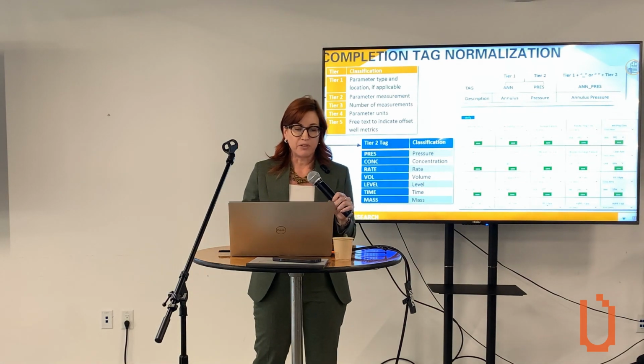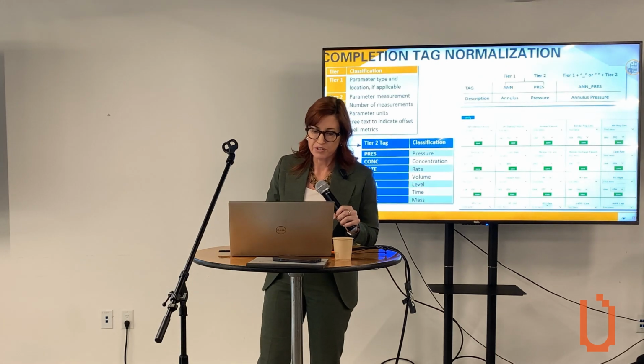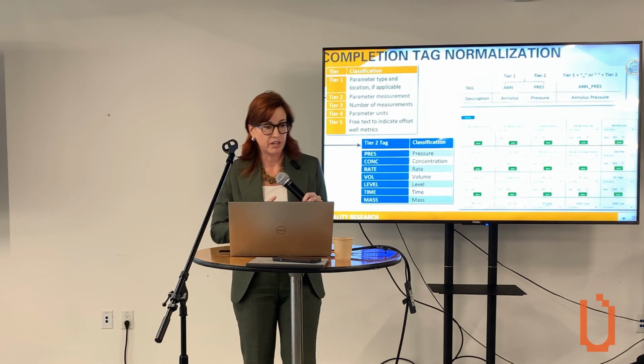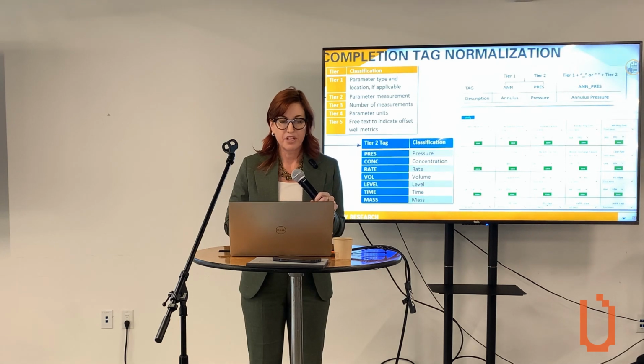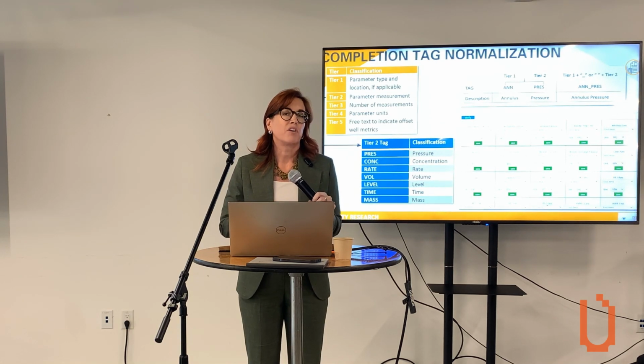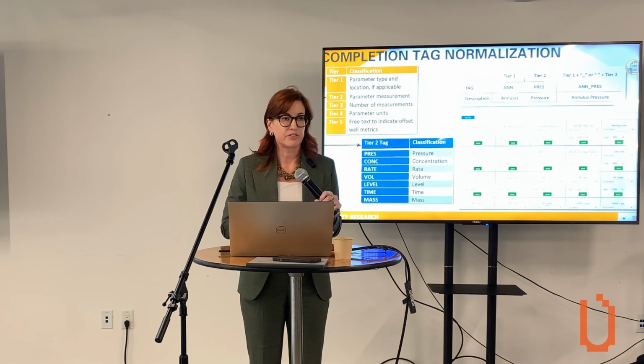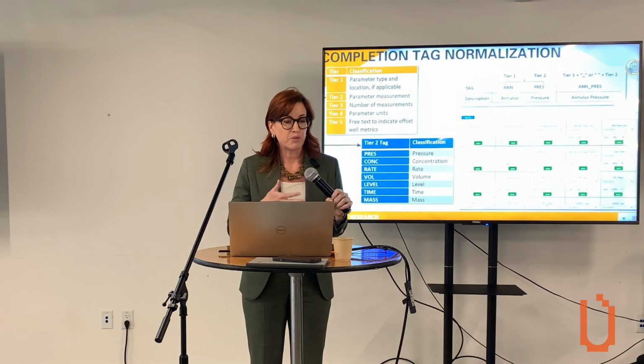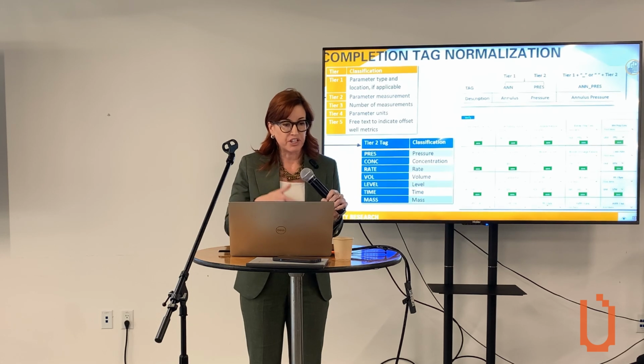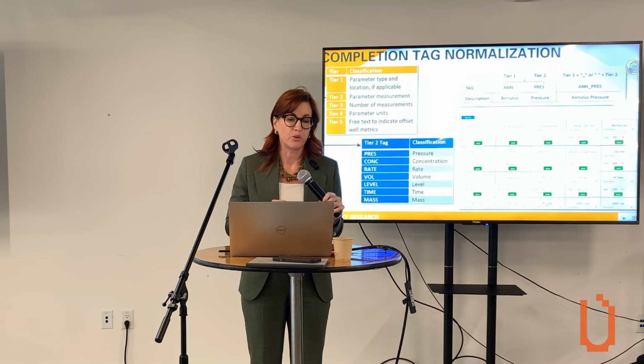So this is that example I was talking about earlier, where we started with the tag naming and trying to apply some logic to that. So what we did is we applied this concept of an asset hierarchy and broke down the tags into different levels. What we started with is what we called the tiers. We've got 5 tiers of tags here. Tier 1 is a parameter type and the location if possible. And then in tier 2, we've got what are we measuring? What is the parameter that we're measuring? So tier 2 is things like pressure, concentration, rate, volume, level, time, and mass.